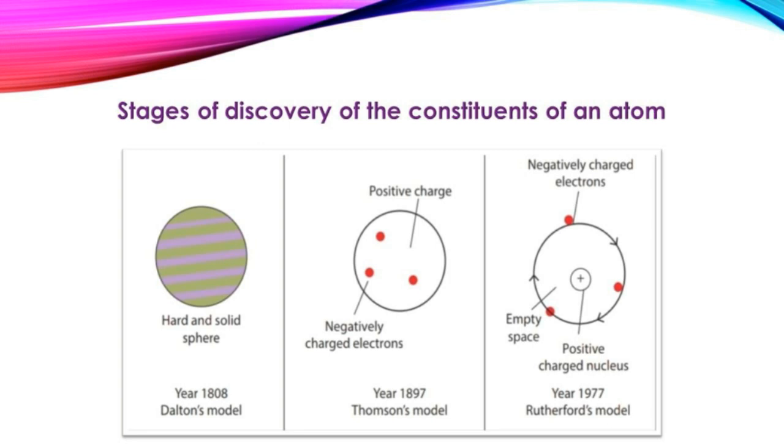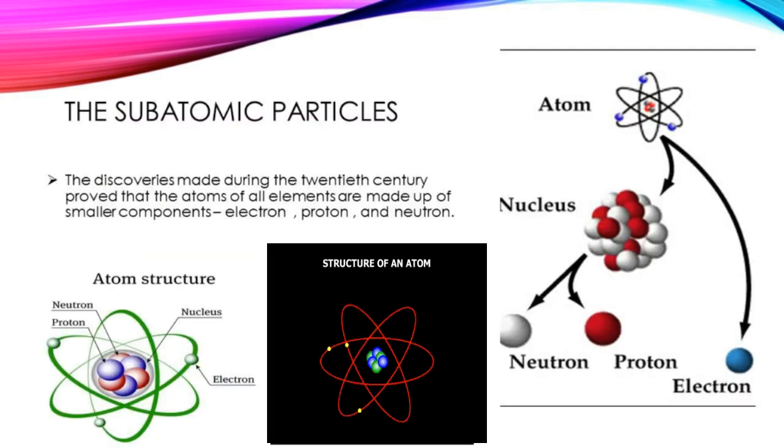and the nucleus at the center of the atom has a positive charge. Most of the mass of the atom is concentrated in the nucleus and the negatively charged electrons revolve around the nucleus in specific orbits. The subatomic particles.